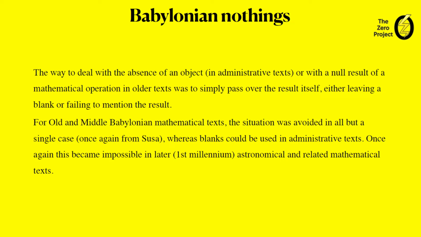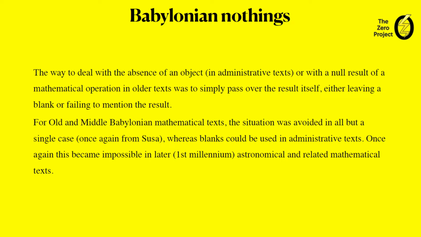In older texts, the way you did it was simply to ignore it. You passed over the result, and you either left a blank or you failed to mention it at all. For Old and Middle Babylonian mathematical texts, the situation was avoided in the way that multi-digit numbers were in general avoided. And we only have a single case where it wasn't, once again, interestingly, from Susa, where we have an operation which should lead to a zero result. And we'll look at that in a second.